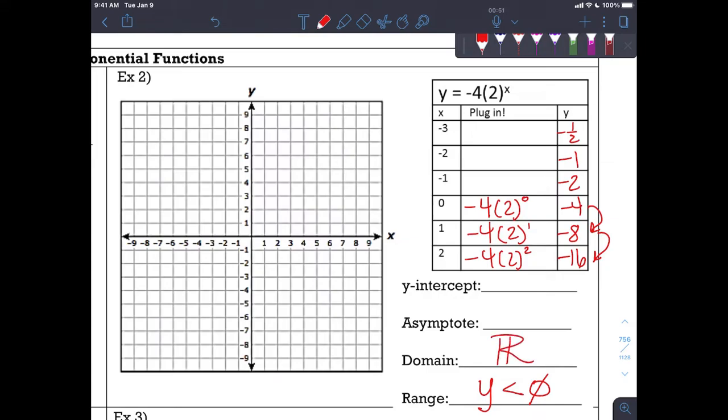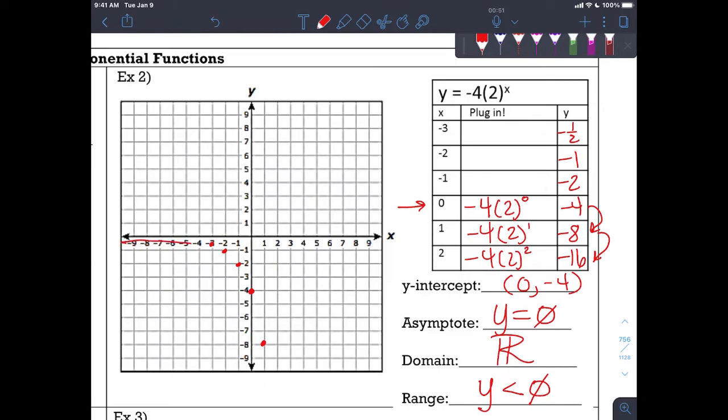Domain, all real numbers. Asymptote, y equals 0. My y-intercept, 0, -4. So we can get all this information just by looking at a table of values. But let's go ahead and graph it anyways. So 0, -4, -1, -2, -2, -1, -3, -0.5, 1, -8. And I'll go ahead and graph it.